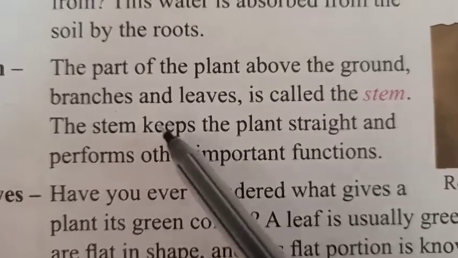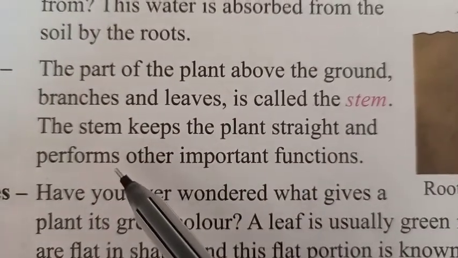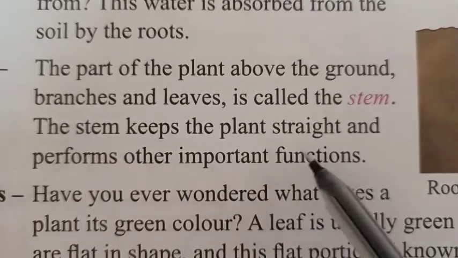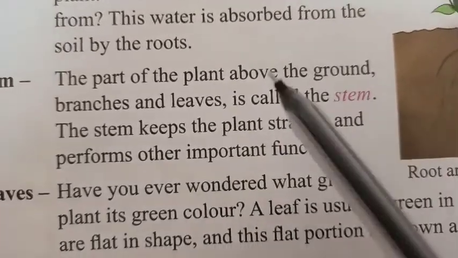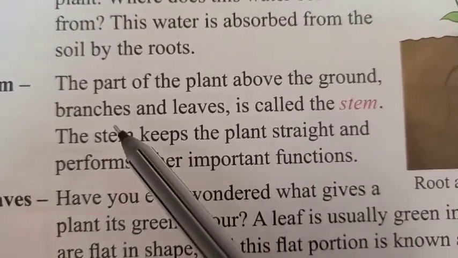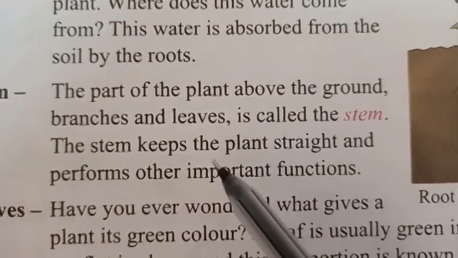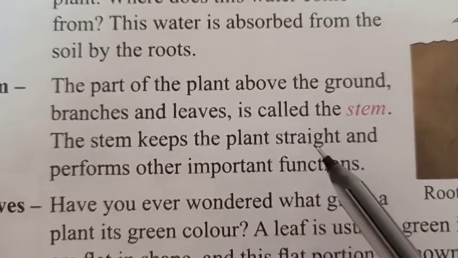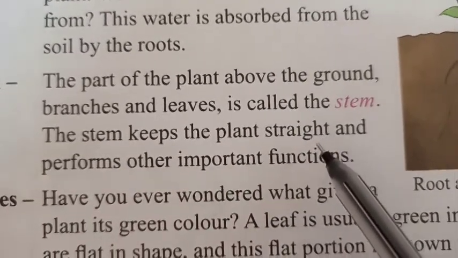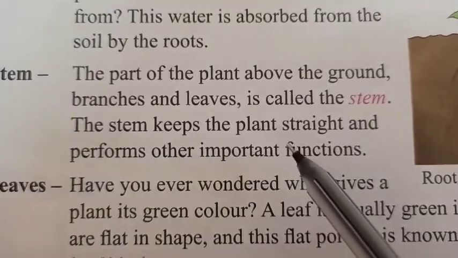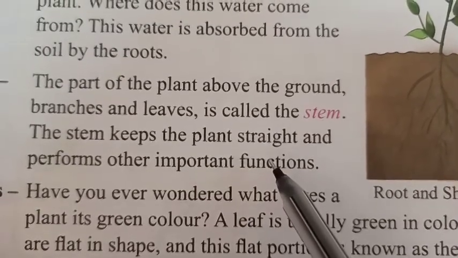And the stem keeps the plant straight and performs other important functions. What are the other important functions? The main function is to bear branches and leaves, and other than keeping the plant straight, the stem also performs various functions. What are these various functions, children?